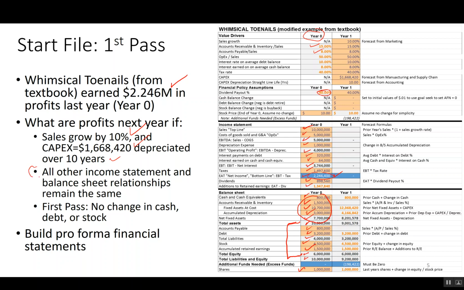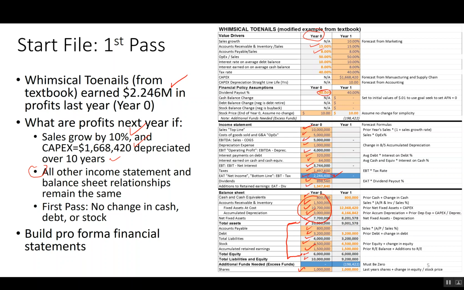Now here's a big assumption. All other income statement and balance sheet relationships hold. In other words, receivables are a percentage of sales, payables a percentage of sales, OPEX is a percentage of sales, interest on debt, interest on cash, tax rate, all that's going to stay the same. Dividend payout is going to stay the same.